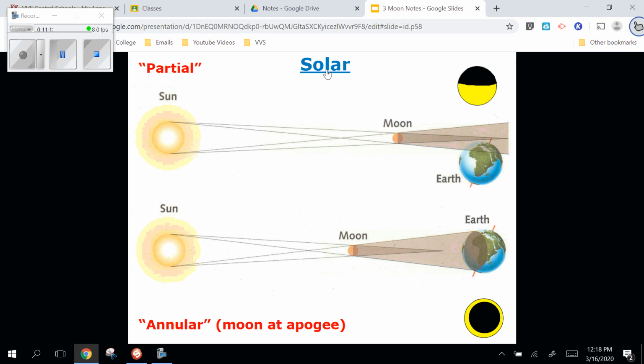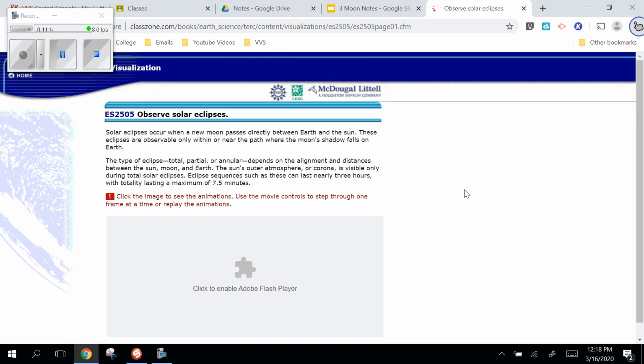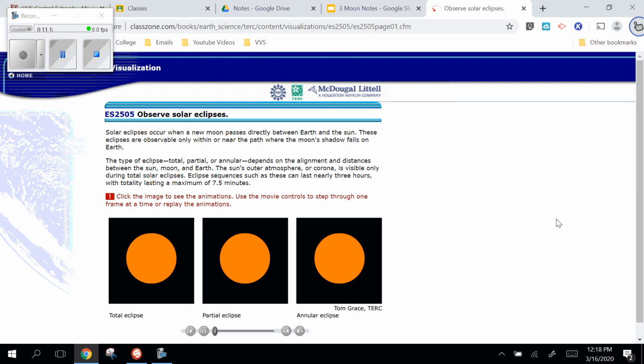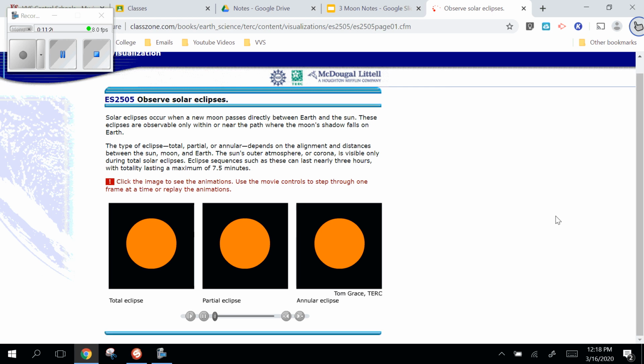All right, and this is the three types. On the left, we've got the total. In the middle, we've got the partial, and on the right, we've got the annular. You can see how they compare.